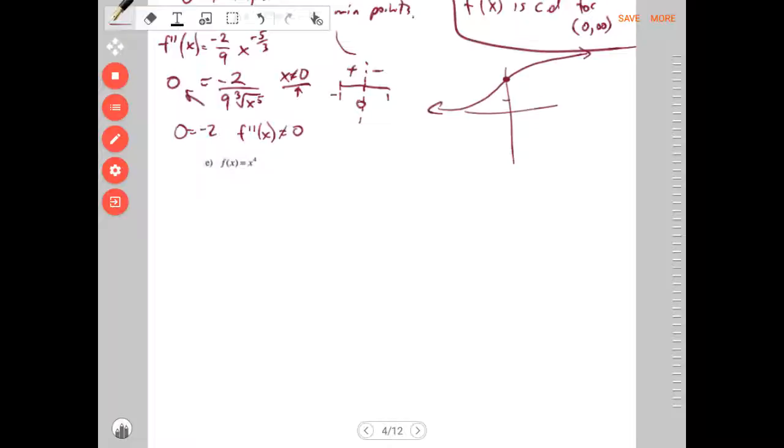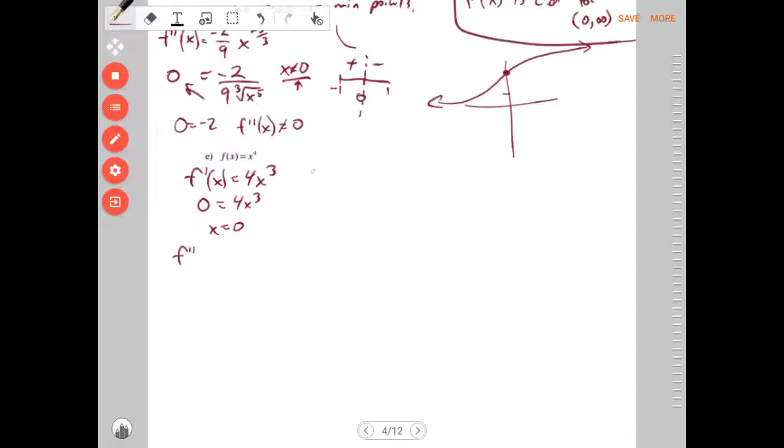Sorry, guys. So this is x to the 4th. At first glance, it looks like it should be easy. So f prime of x is 4x cubed. Well, this is 0 when x is 0. So then f double prime, we're going to have a maximum or minimum at x is 0, so if we go f of 0, that's 0 to the 4th, which is 0. So we know we have a potential maximum or minimum at (0, 0).